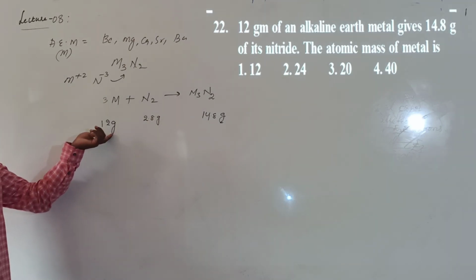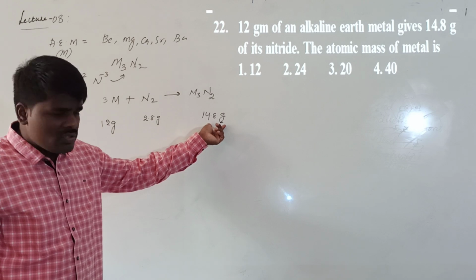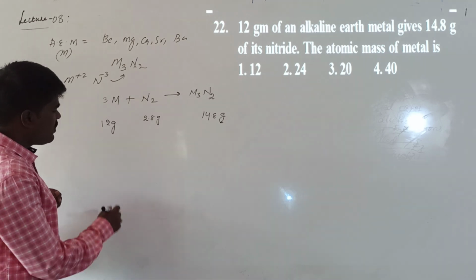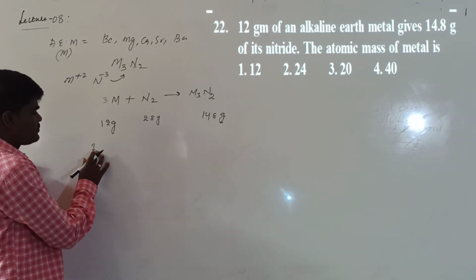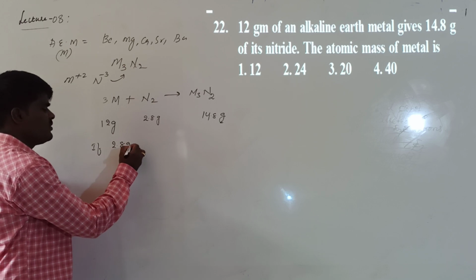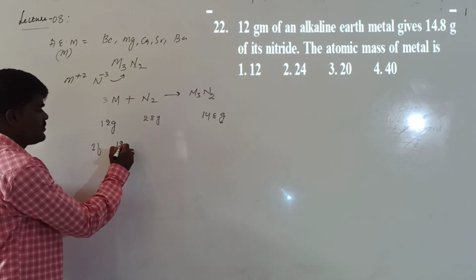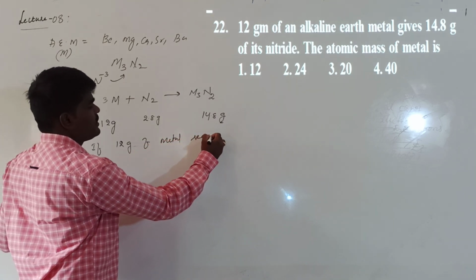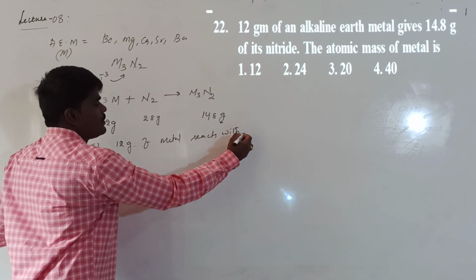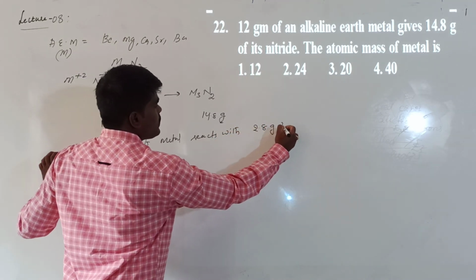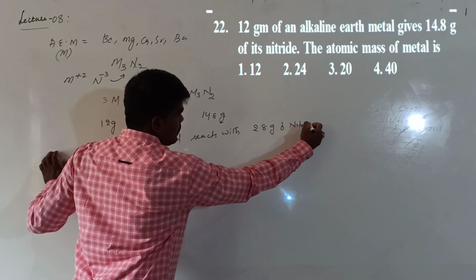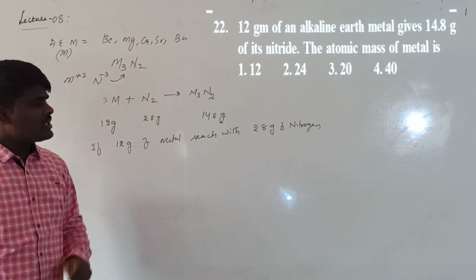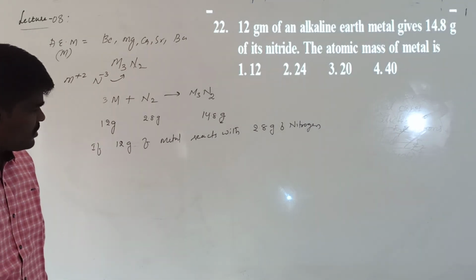If 12 grams of metal gives 14.8 grams of metal nitride, what might be the mass of nitrogen? 2.8. So from this what can we write? If 12 grams of metal reacts with 2.8 grams of nitrogen, how many nitrogen atoms are present in the nitride? 2. So what is the mass of 2 nitrogen atoms? 28 grams.